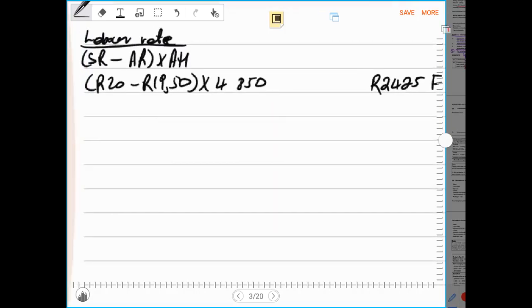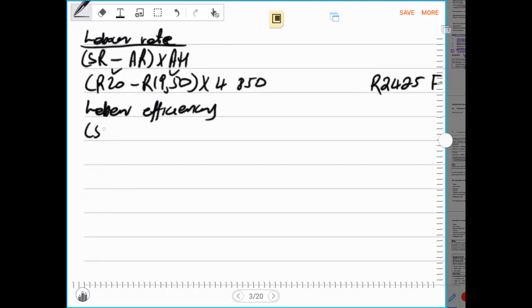We estimated that we will pay our employees 20 rand during the production month of April. But in actual fact, we paid them 19 rand 50 cents. So that means this is good for the company, because we have incurred less expense than we estimated in terms of the labor rate. Then after, we calculate our labor efficiency variance.